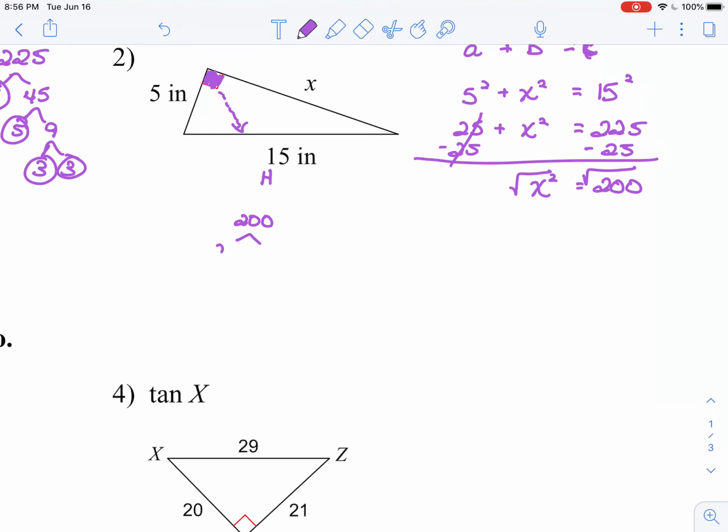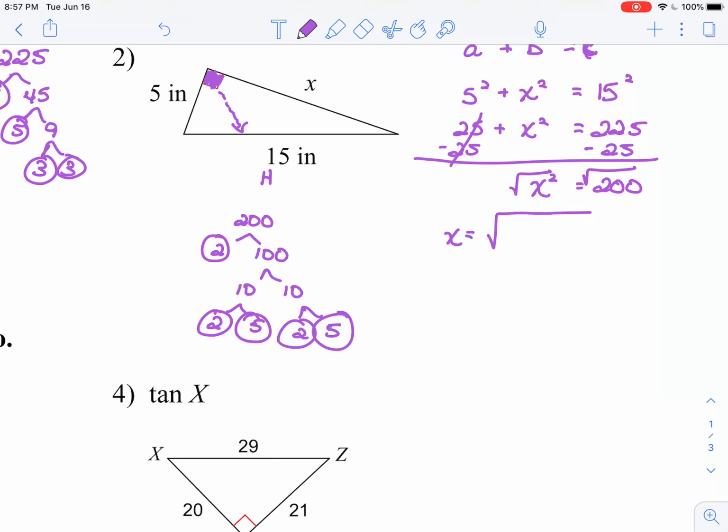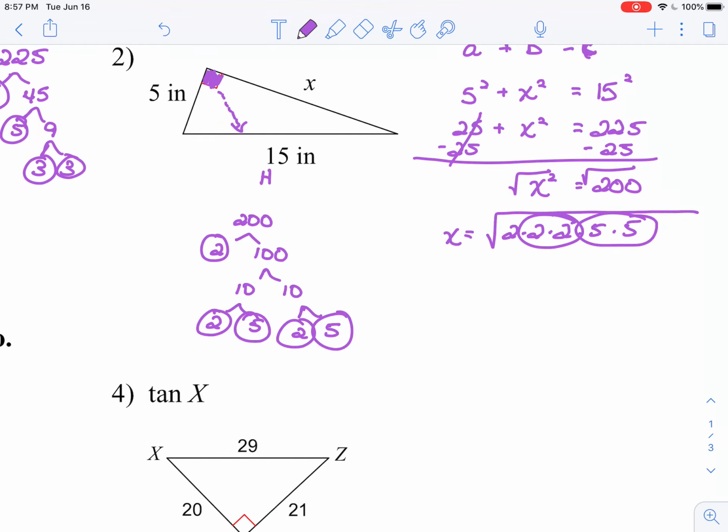200 is not a perfect square, so I'm going to break it down. So it is 2, a prime number, times 100. 100 is 10 times 10. 10 is 2 times 5. So there's 2 more prime numbers that can't be broken down any further. So instead of the square root of 200, I would have the square root of, there's 1, 2, 3 2's and 2 5's. Pairs make perfect squares. So instead of the square root of this 4, I'd have just a regular 2 instead of the square root of 25.